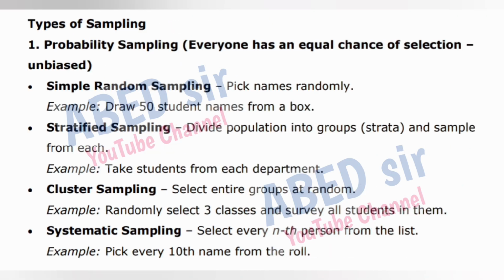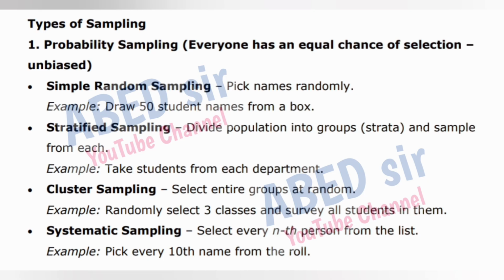Types of sampling. 1. Probability sampling. Everyone has an equal chance of selection, unbiased. Simple random sampling: pick names randomly. Example, draw 50 student names from a box. Stratified sampling: divide the population into groups, strata, and sample from each. Example, take students from each department.